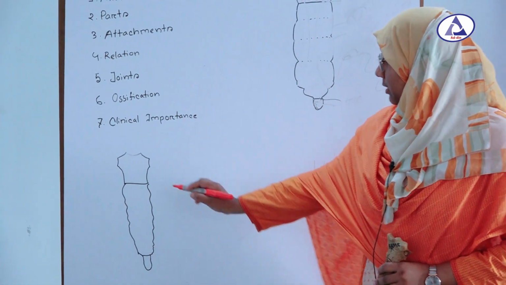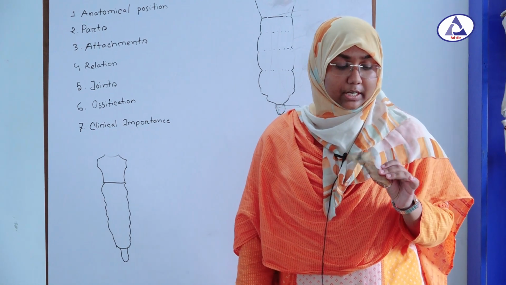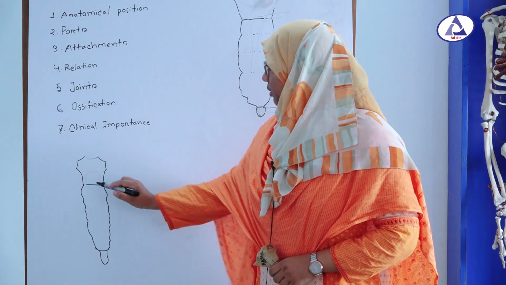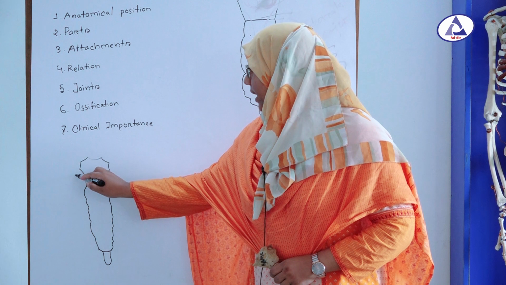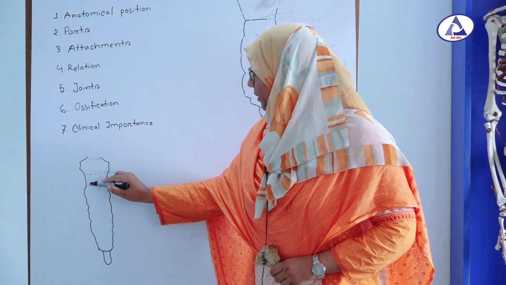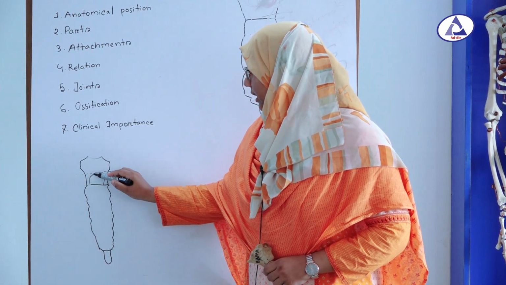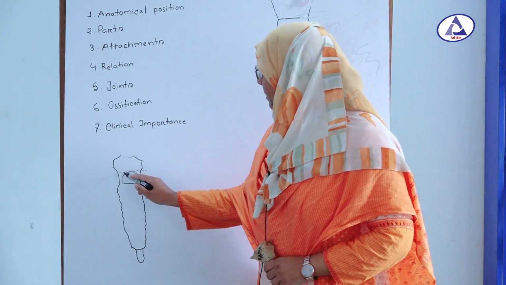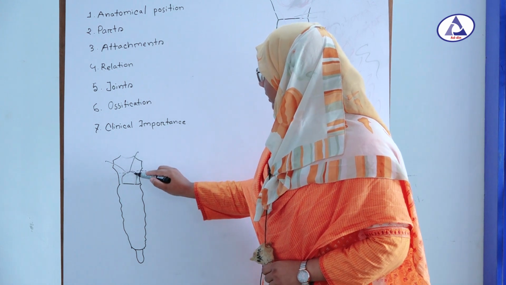Okay. So this is the posterior surface of the sternum. In the anterior surface of the sternum there is no relation. In the posterior surface of the manubrium, we will divide the manubrium into two imaginary parts. In the lower part there is a large vessel called arch of aorta. This is a large artery. In the upper part there are three branches of arch of aorta. Arch of aorta gives three branches.